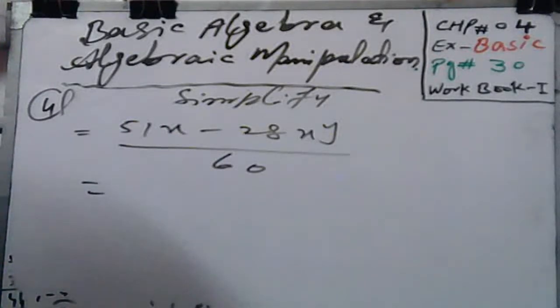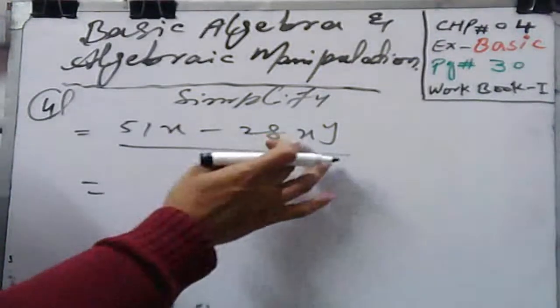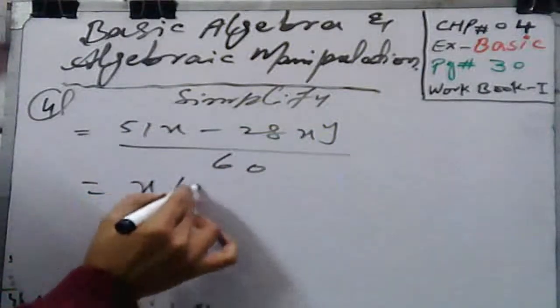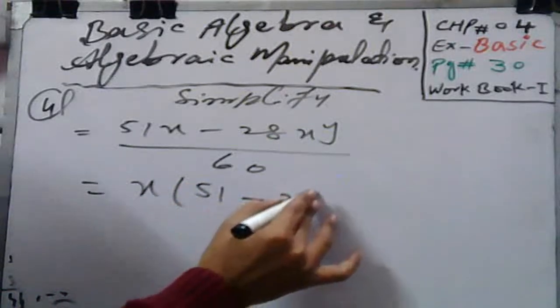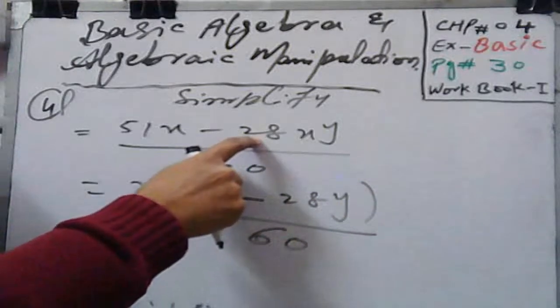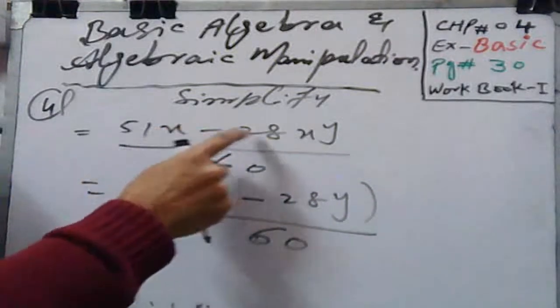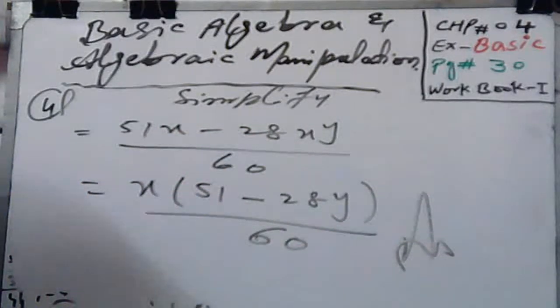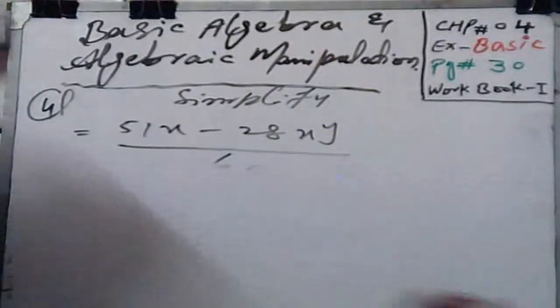You can take common anything from it. x you can take common, that is x(51 minus 28y) by 60, because other common cannot be taken here, so that is your required result. Now coming to the K part.